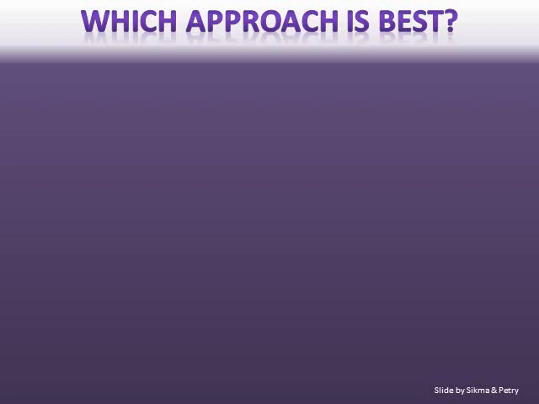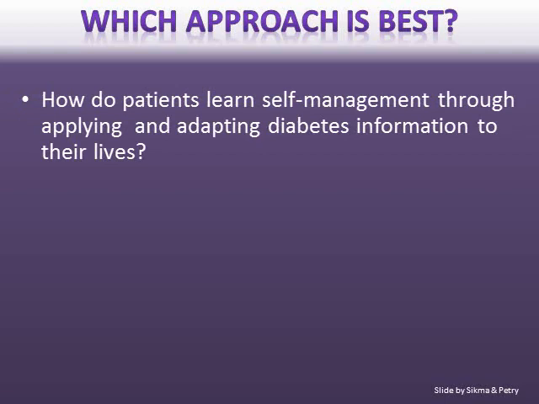All right. So let's just do a quick exercise to illustrate these different approaches to qualitative research. If you had this question, what approach would you think you might take? The question is, how do patients learn self-management through applying and adapting diabetes information to their lives? Well, this is really grounded theory. It's trying to describe how people learn something. This is describing some sort of theory about how people process health-related information to improve their lives.